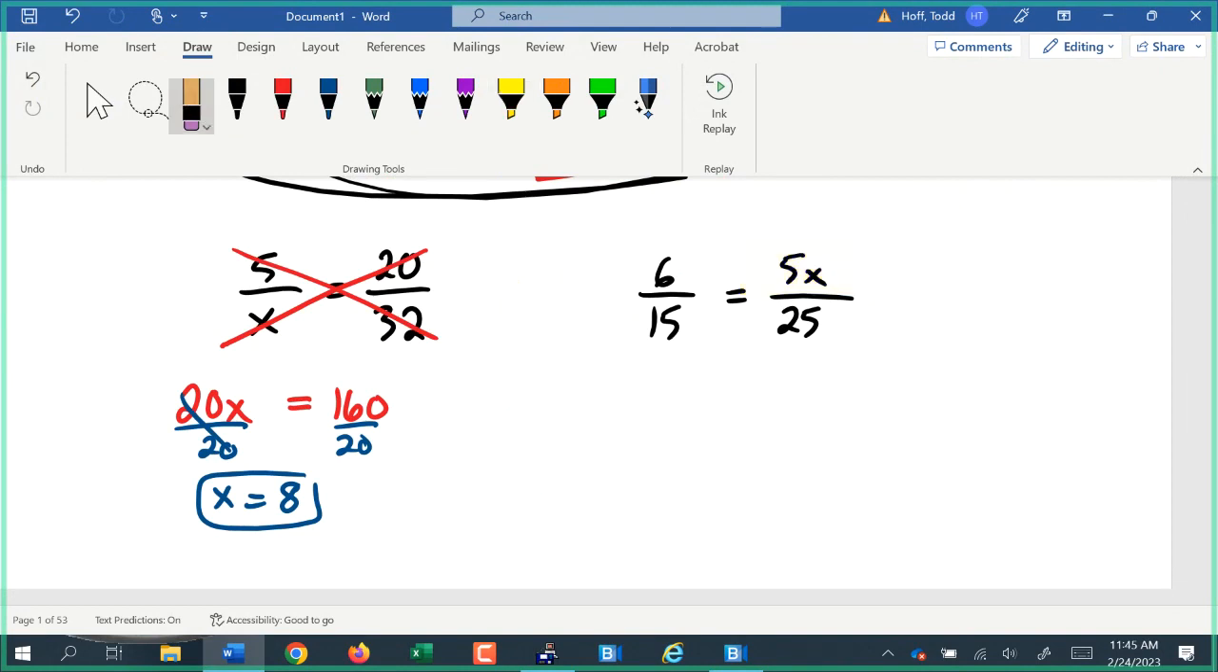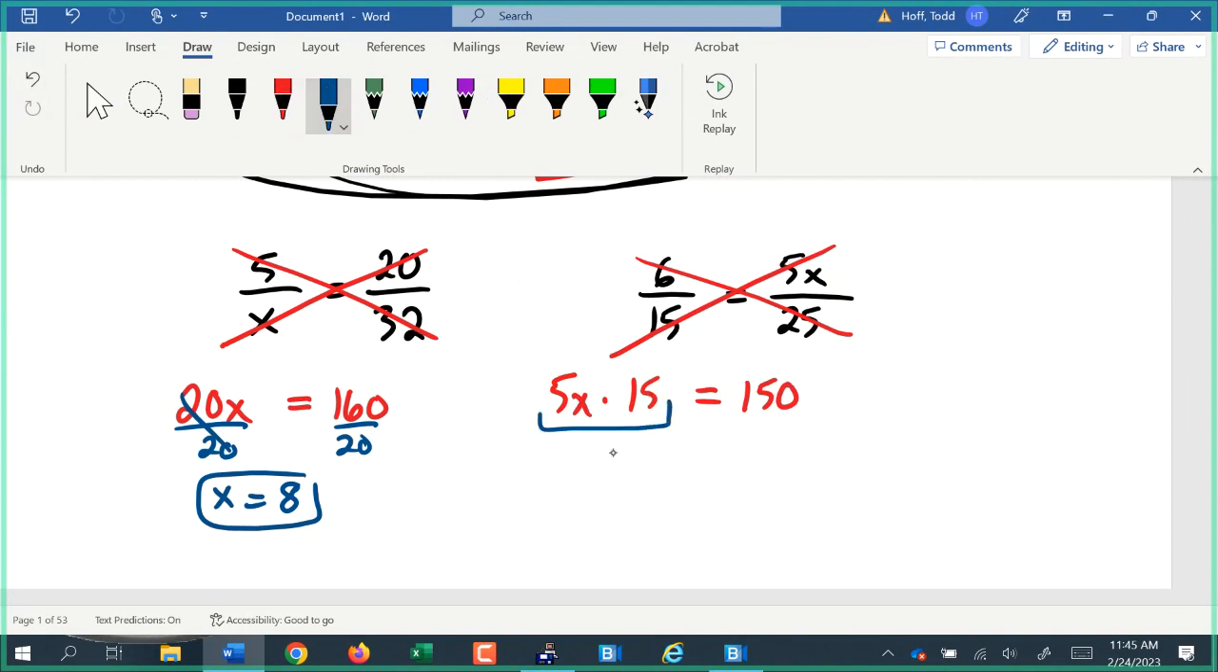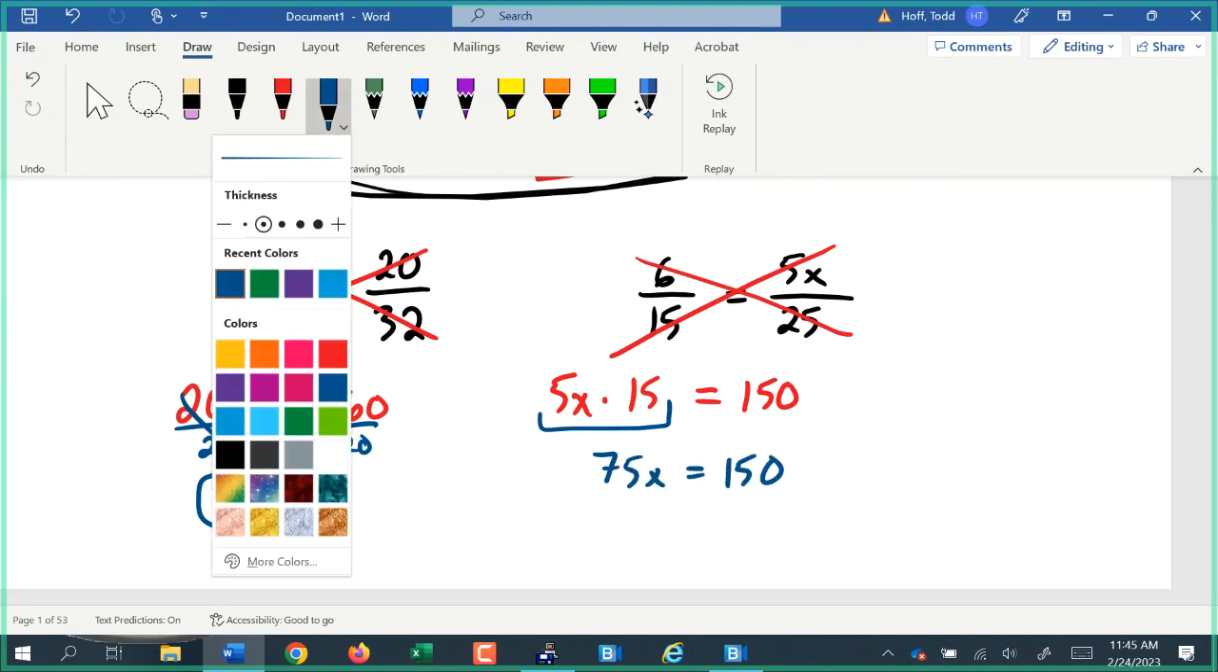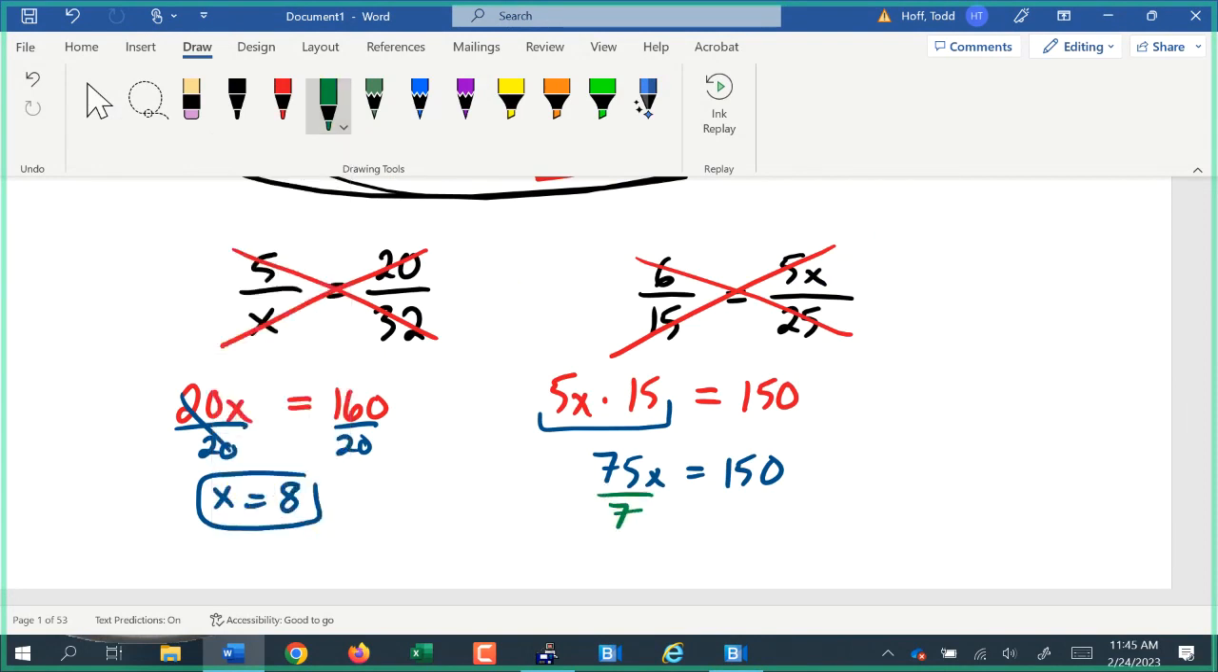So here we would want to do that full cross multiplying. Going this way, we have 5x times 15, or 15 times 5x, either way. That has to equal, going this way, 6 times 25 is 150. And then we have a little work to do. We got the 5x times 15 is 75x equals 150. Now we can solve. Dividing by 75, x equals 2. So now depending on what we're trying to find, if we wanted to find the value of x, x is 2. If we were trying to find the value for that portion there, then of course it would be 5 times x, or 5 times 2.